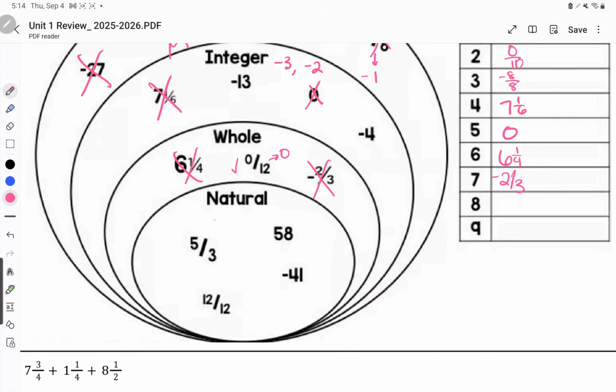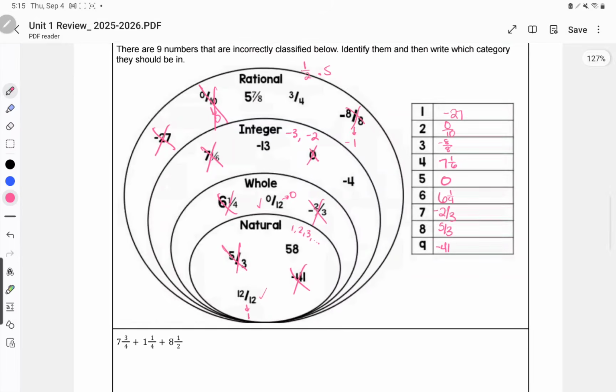Natural numbers are 1, 2, 3, and so on. So they're your positive numbers. They're your counting numbers. They're how you count, right? 5/3 is a fraction that cannot be simplified. We can't have fractions. That's classified incorrectly. I can count to 58. We're good to go. 12 divided by 12, while yes, is a fraction, when you do 12 divided by 12, it gives you 1. So that one's good. And then we have negative 41. You can't count negative 41 people. That doesn't work. So that is not 1. It's not positive. Natural numbers have to be positive.